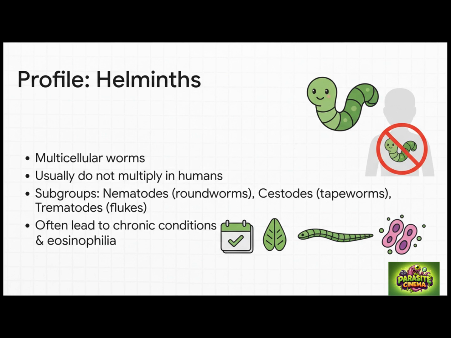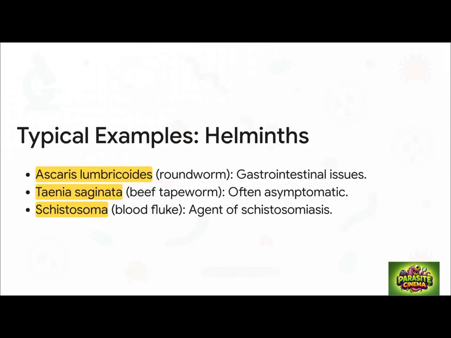Clinically, they often cause chronic, long-term infections and trigger a specific immune response that you can see in a blood test as eosinophilia, which is just a rise in a certain type of white blood cell. For examples, we have the well-known roundworm, Ascaris, which can cause stomach and gut problems. Then there's the beef tapeworm, Taenia saginata, which can grow incredibly long, but, surprisingly, often causes no symptoms at all. And finally, Schistosoma, a type of fluke that lives in blood vessels and causes the serious tropical disease schistosomiasis.